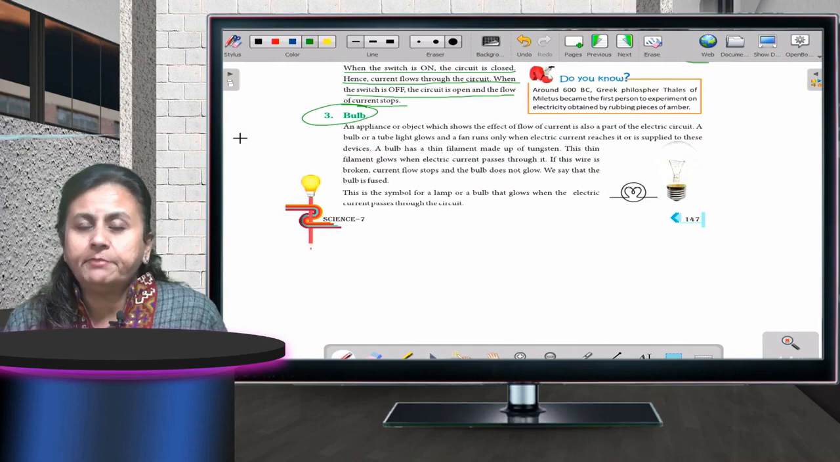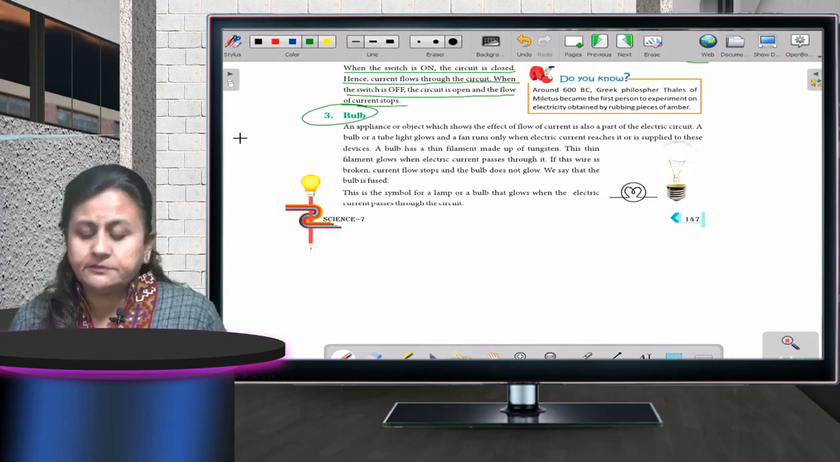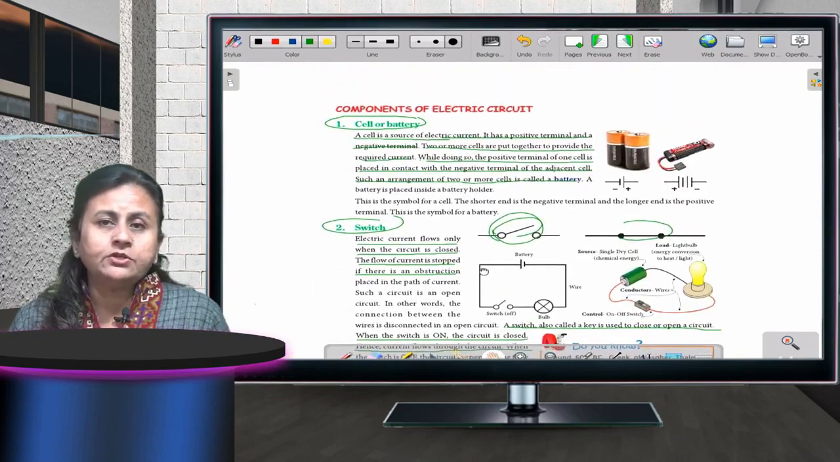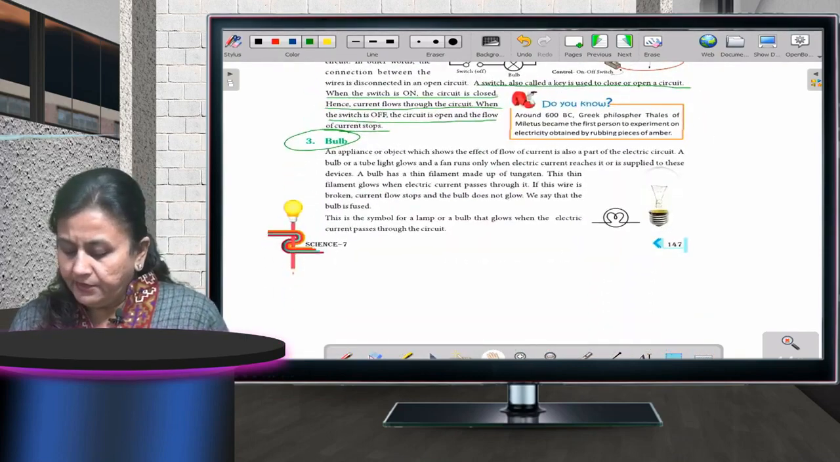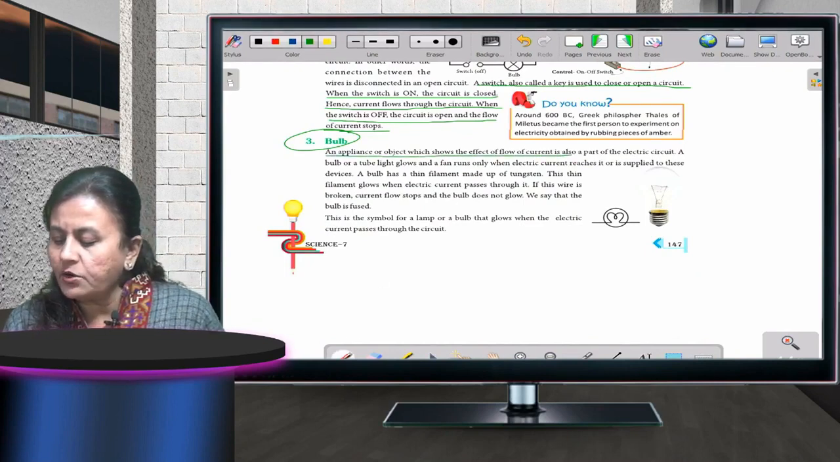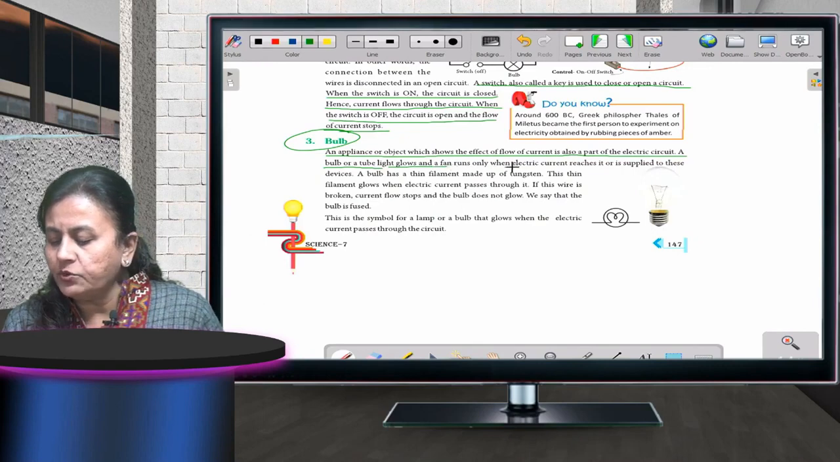Third is the bulb. First was the cell or battery, second was the switch, and third is the bulb. An appliance or object which shows the effect of flow of current is also a part of the electric circuit. A bulb or a tube gives light, and a fan runs, only when electric current is supplied to these devices. A bulb has a thin filament made of tungsten. This thin filament glows when electric current passes through it.